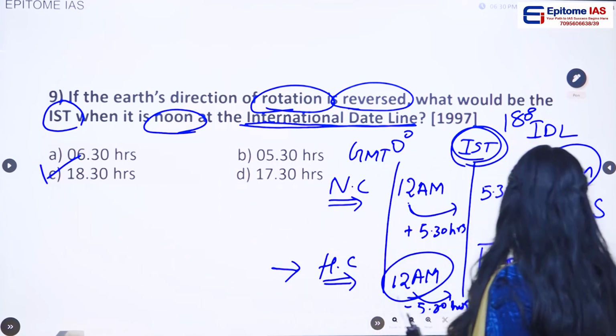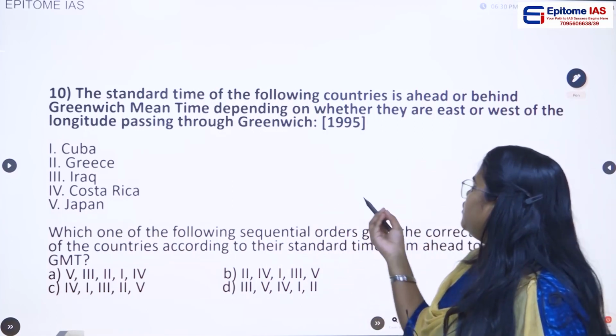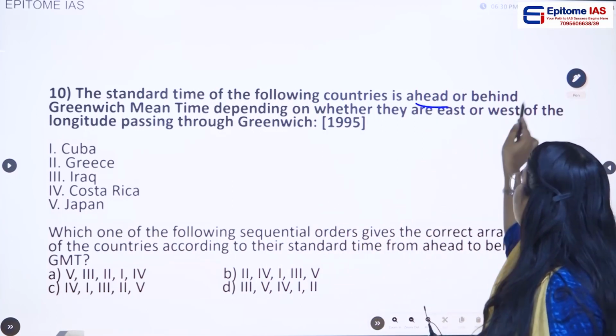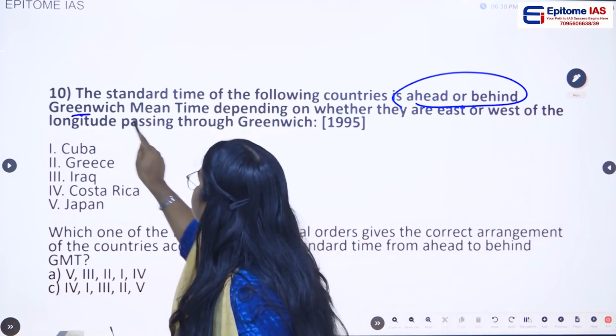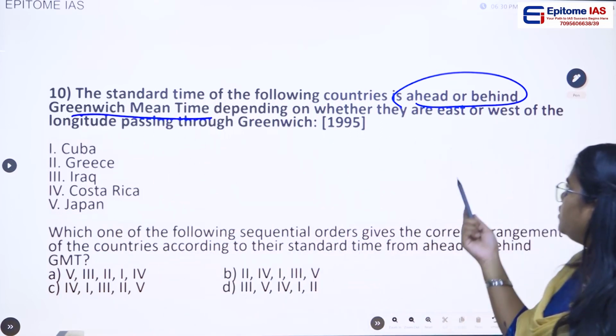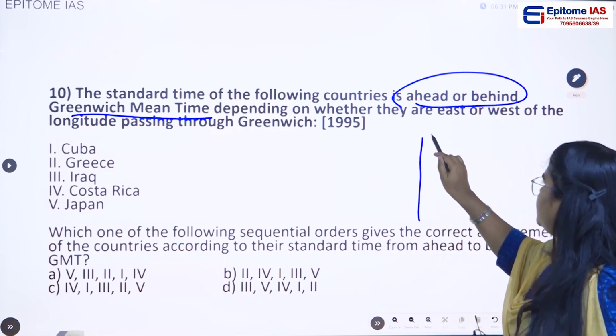Okay. Then, next question. The standard time of the following countries is ahead or behind Greenwich Mean Time, depending on whether they are east or west. This we know. Let's say this is the 0 degree.